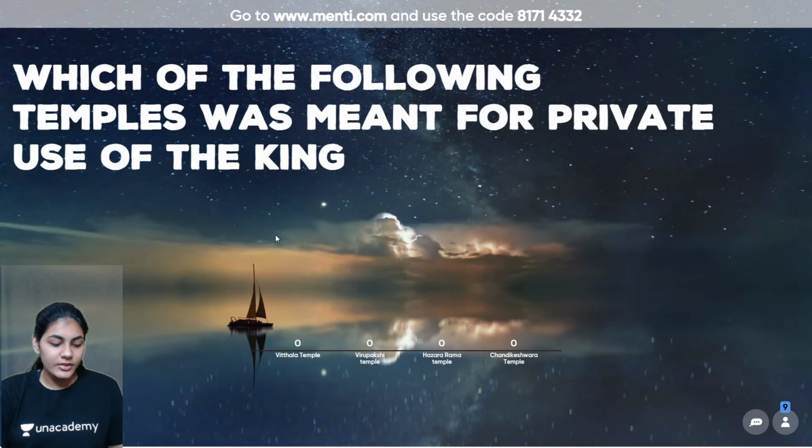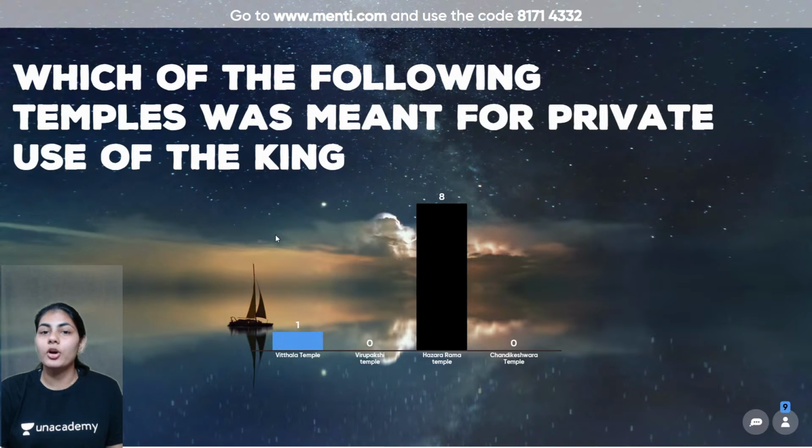Okay, whoever has given the answer as C on the chat box as well as on the Menti, the answer is C, right? So it's Hazara Rama temple, again fairly obvious. Only his family and his close people were allowed to go and worship in the temple, right? And it's a Rama temple as the name suggests.